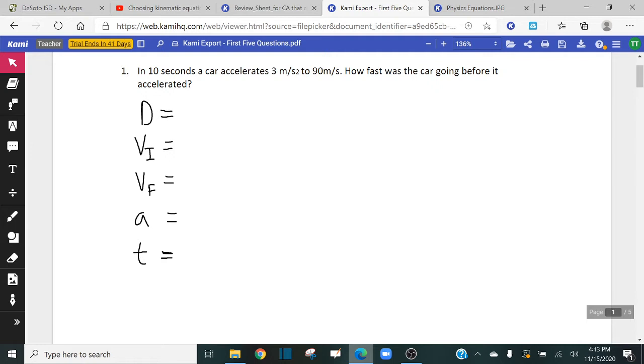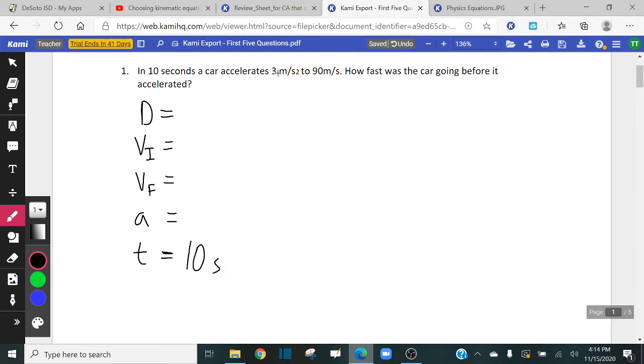Number 1 says, in 10 seconds, a car accelerates 3 meters per second squared to 90 meters per second. How fast was the car going before it accelerated? Okay, so I'm going to write out every variable that is important to this problem here, and this will give us an idea of which equation to use. So it says a car in 10 seconds. So 10 seconds is obviously the time, because just look at your units. It accelerates at a rate of 3 meters per second squared. So if you see that meters per second squared, you know that it's obviously acceleration. So that's given in the problem.